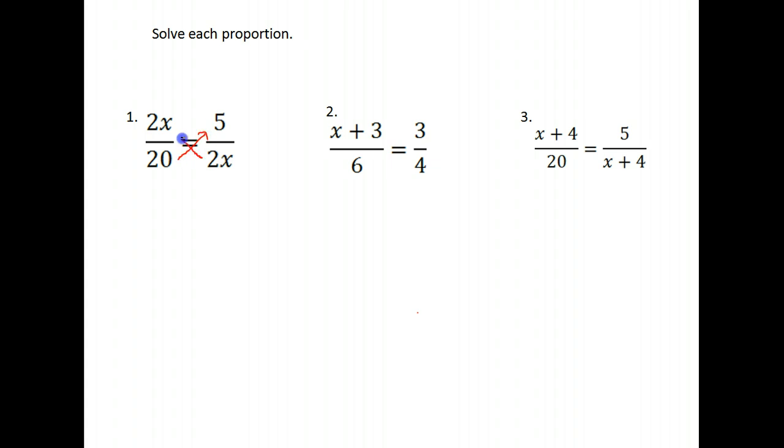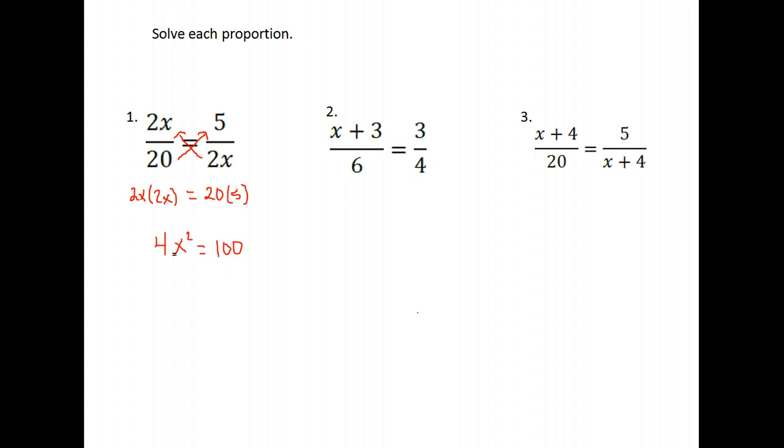So you start by cross multiplying the bottom of one side times the top of the other, leaving your equal sign in the middle. So on one side of the equal sign we have 2x times 2x, and on the other side we have 20 times 5. Simplify, so let's do that multiplication. 2 times 2 is 4, and x times x gives us x squared on the left hand side. On the right hand side, 20 times 5 is 100.